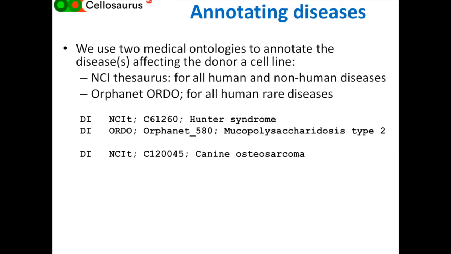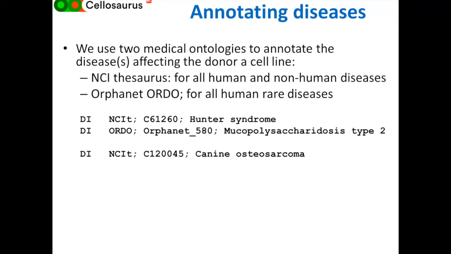So how do we annotate disease? As I said before, we use two medical ontologies to annotate disease affecting the donor of a cell line. The NCI Thesaurus covers all human and non-human disease, because you have to remember that we have not only human cell lines, but also mouse cell lines and dog cell lines, and you need an ontology which also caters to those diseases.